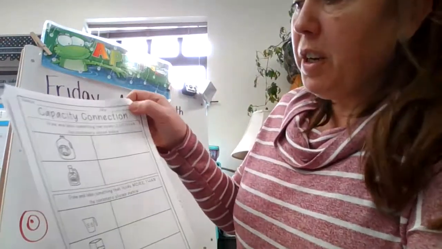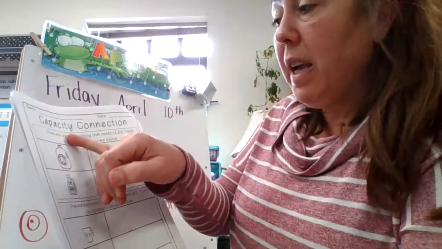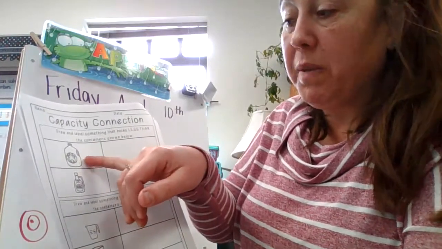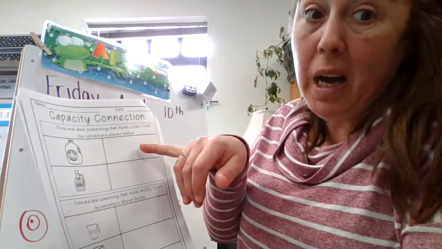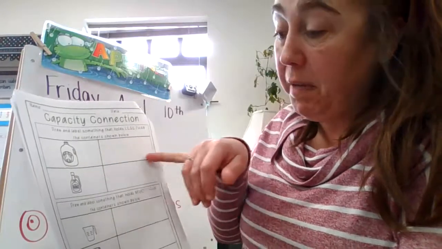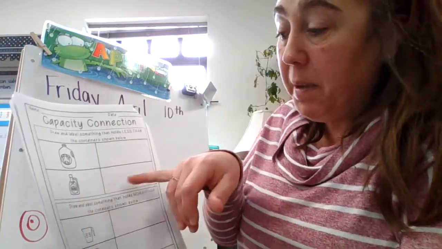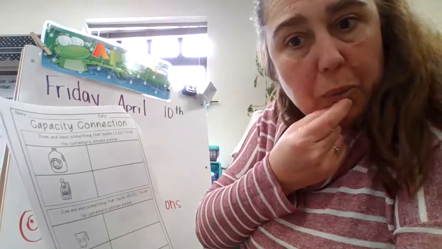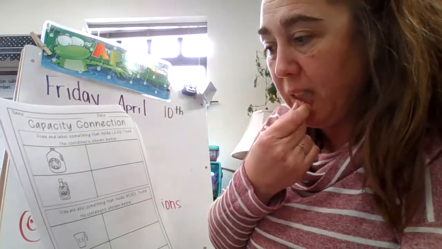So then you're going to think about some things. Draw and label something that holds less than the container shown below. So if this is a milk jug, maybe your cup of milk would show less, and you would say cup of milk. This is syrup. Maybe you would draw something little there. I bet you can think of something.